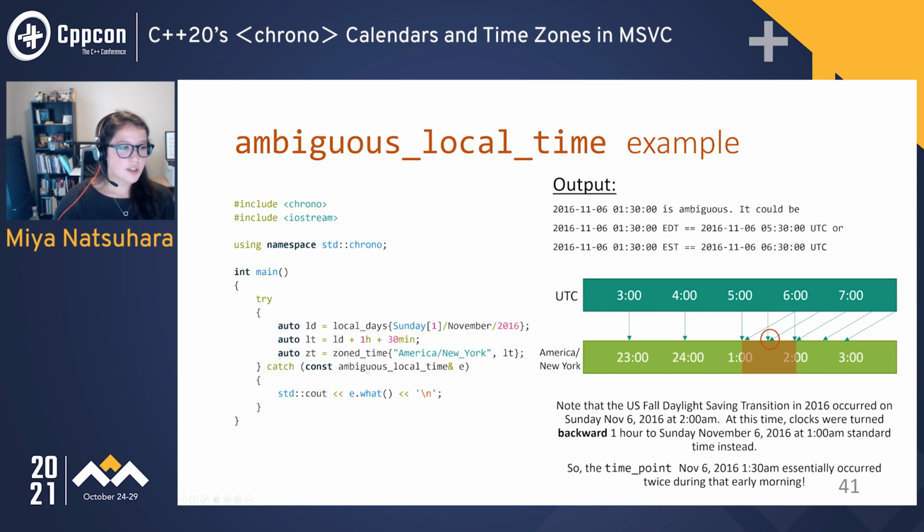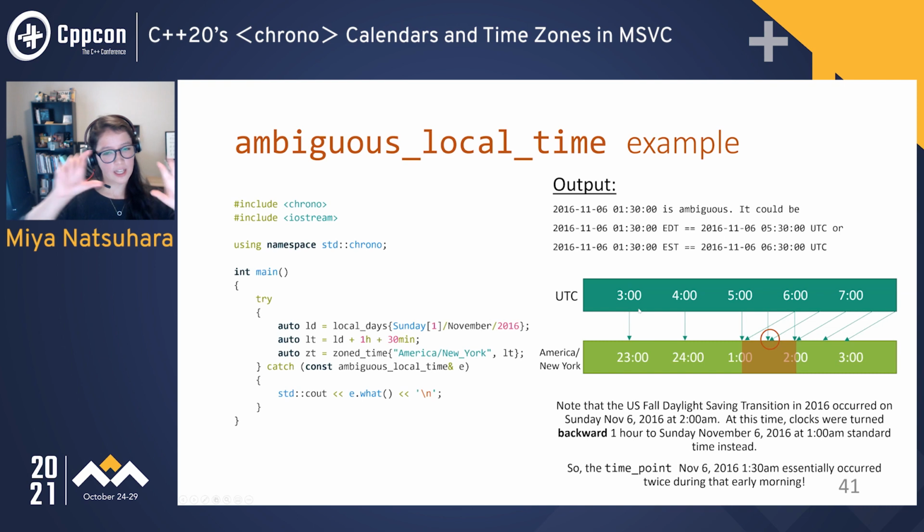And you'll see that we actually catch this ambiguous local time exception that gets thrown when we try to pair it with the time zone, because American New York does have daylight time or standard time versions. And this is the output that we're going to get. It's going to say, hey, this time you asked for is ambiguous. It could be this time UTC, or it could be this time UTC. It could be the daylight version of this time zone or the standard version, and we don't know what you want. So it's going to be ambiguous and we're going to complain here.